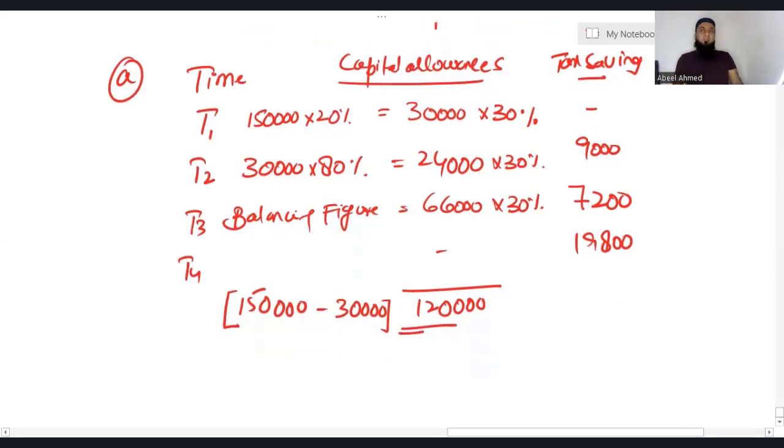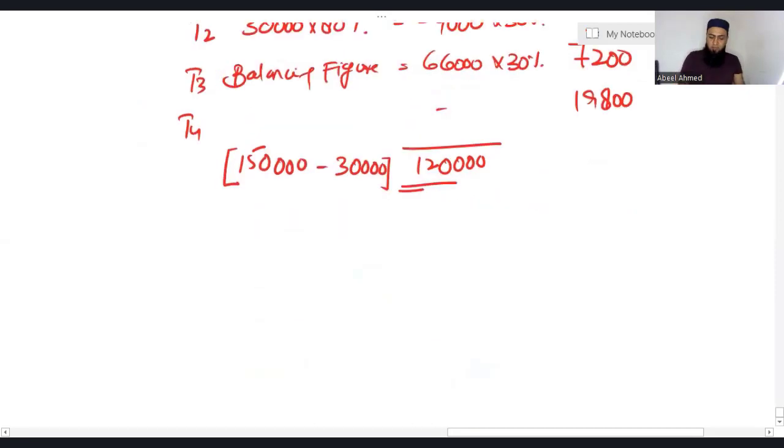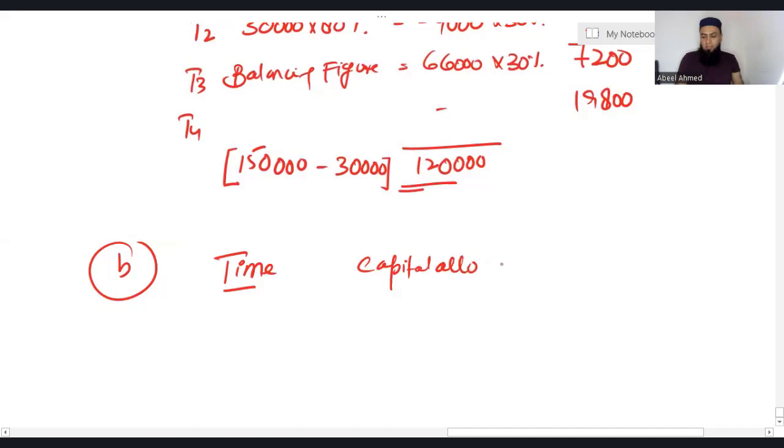Now let us deal with part B, in which the question says investment is made at the end of accounting period. Part B. Again, you have to make 3 columns. Time, capital allowances, and tax saving. Now listen and listen carefully, dear student.